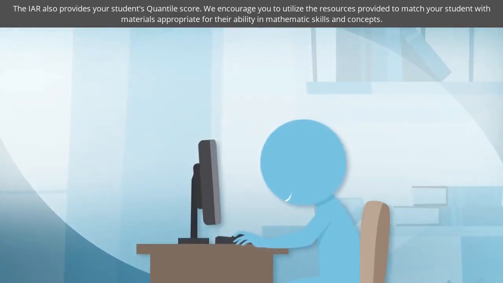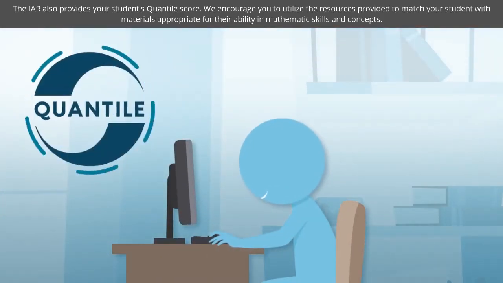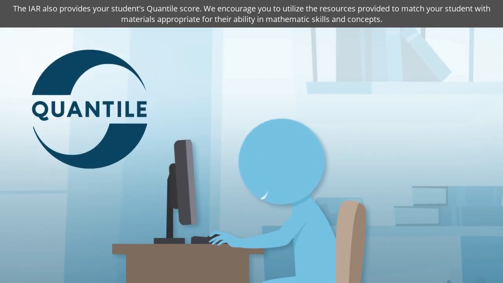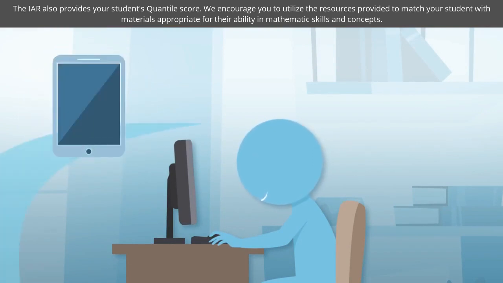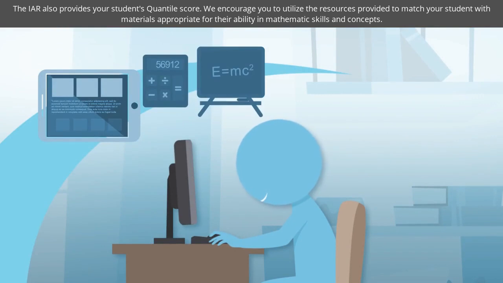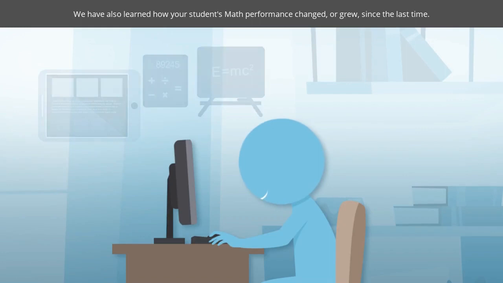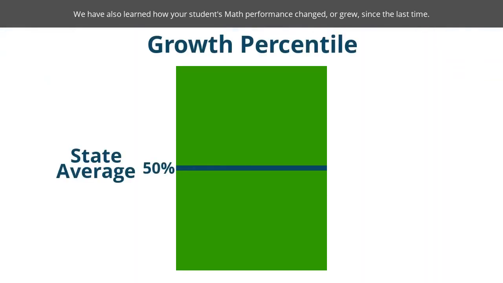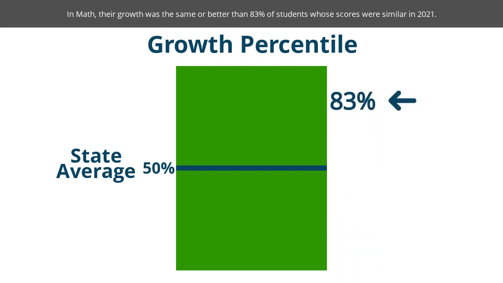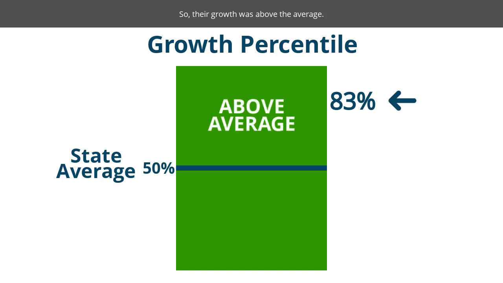The IAR also provides your students' quantile score. We encourage you to utilize the resources provided to match your student with materials appropriate for their ability in mathematics skills and concepts. We have also learned how your students' math performance changed or grew since the last time. In math, their growth was the same or better than 83% of students whose scores were similar in 2021. So, their growth was above the average.